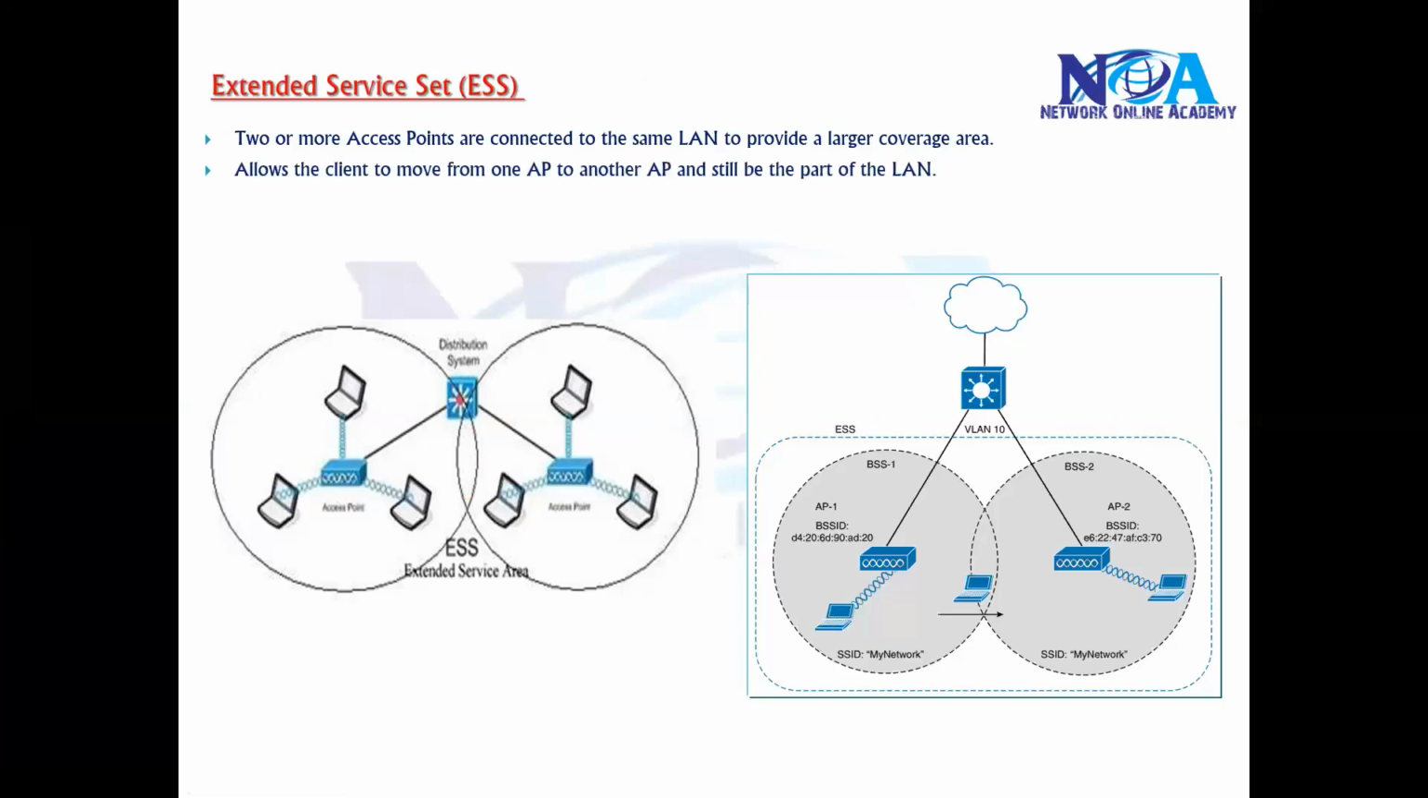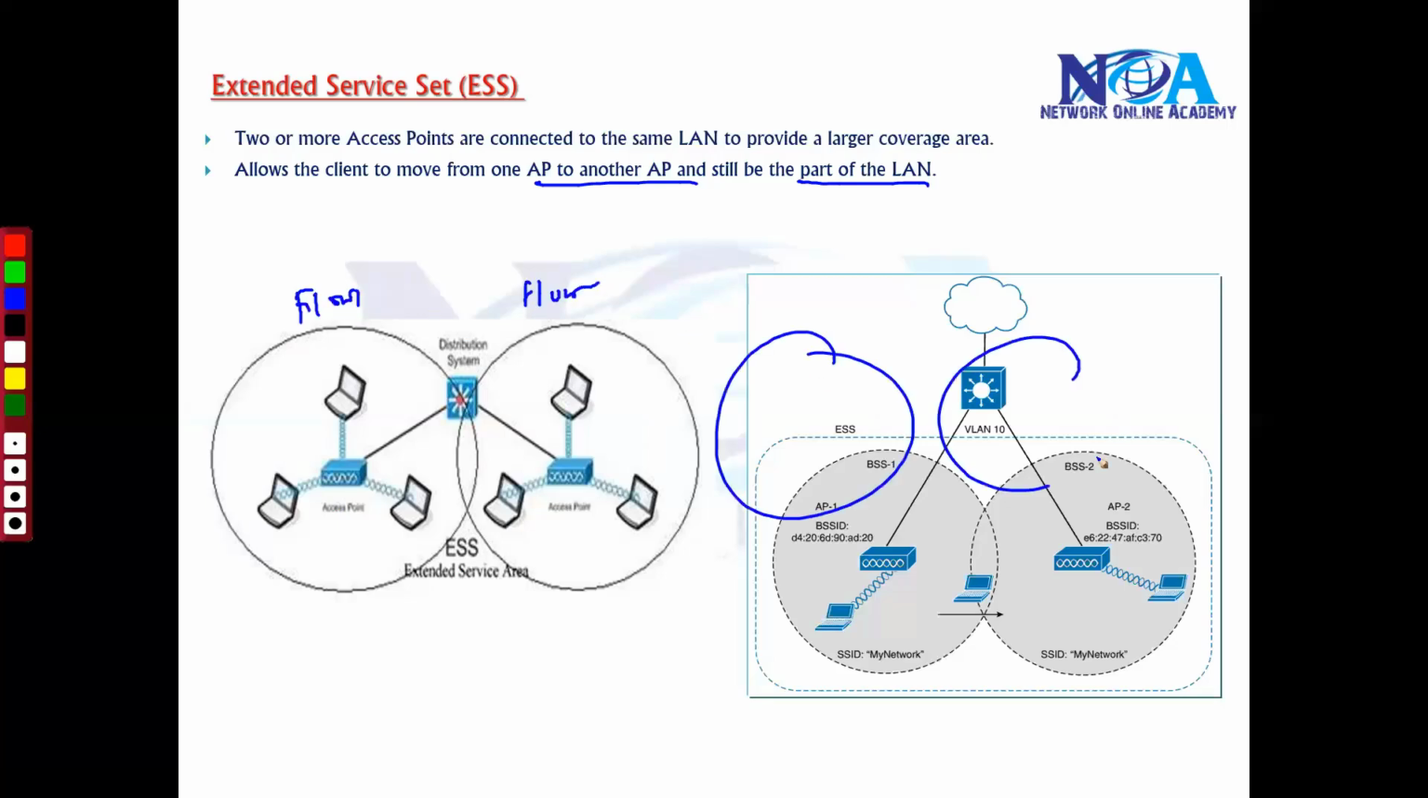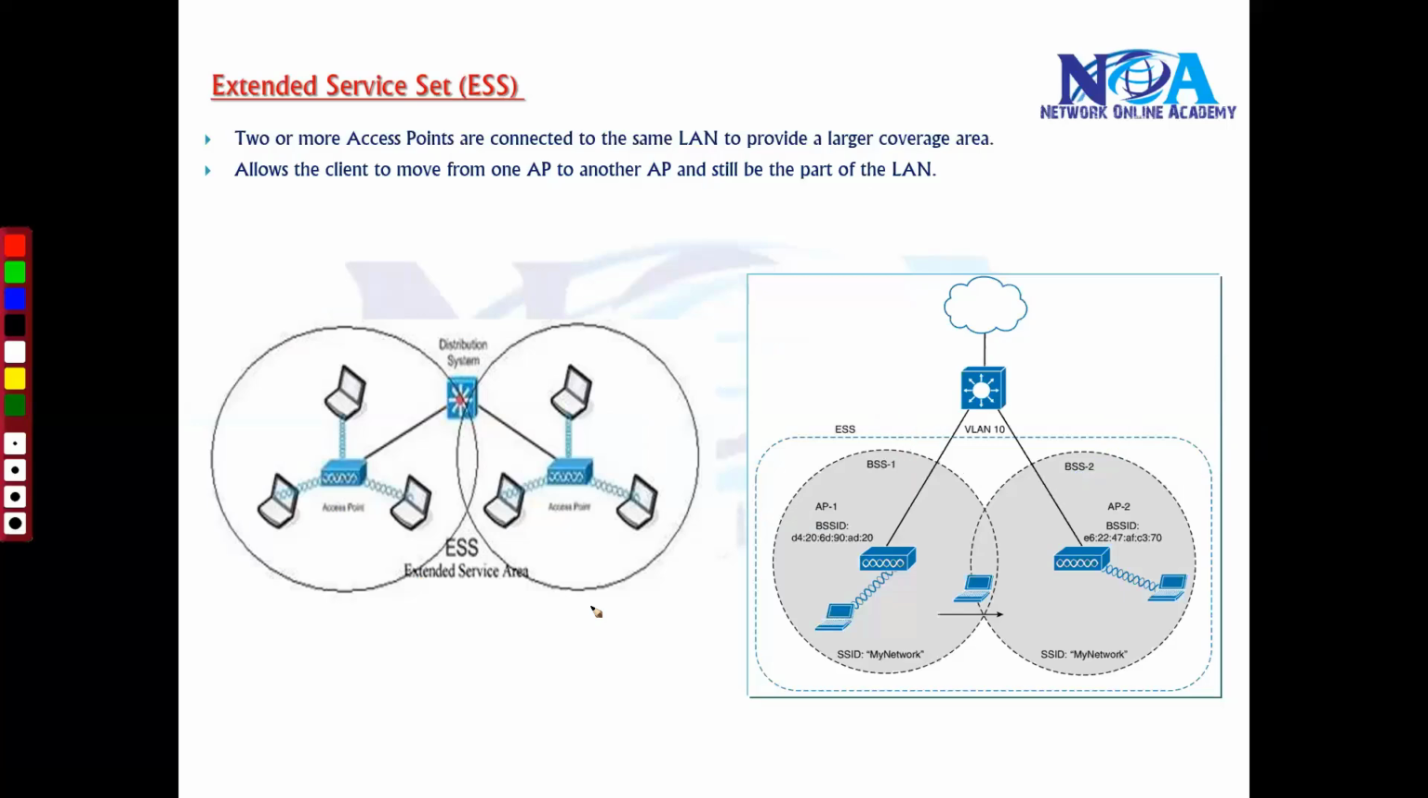Now, with the help of extended service set, we are allowing the clients to move from one access point to another access point, and they can still be a part of the network. Like I said, as an example, let's say this is floor 1 and this is floor 2, and we have multiple floors. So when the person is moving from, let's say, the 5th floor to the next floor, maybe the 4th floor, he still should be a part of the network. So within your building or your campus or the hospital, whatever the setup you have, the user should be connected and be a part of the network.